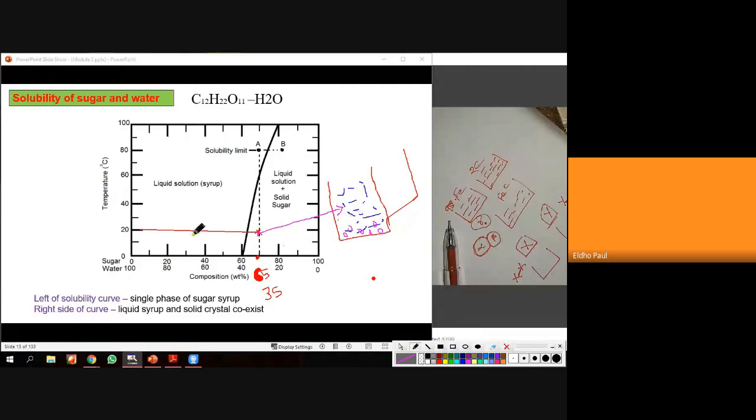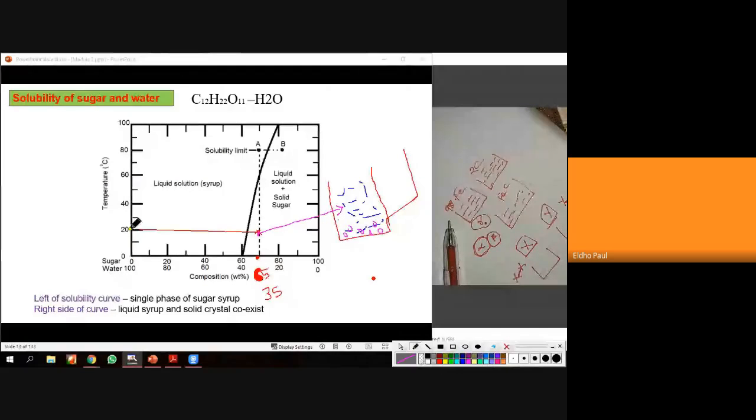At 20 degrees Celsius, 65% and 35% composition, there will be some sugar solution and some sugar particles also. There will not be any dissolving of the sugar particles into this liquid solution, because this liquid solution is completely saturated. It will not accommodate any more sugar particles. So there is no change in this state, or we can say this is an equilibrium. This point refers to the equilibrium condition of 65%, 35% composition at 20 degrees Celsius.